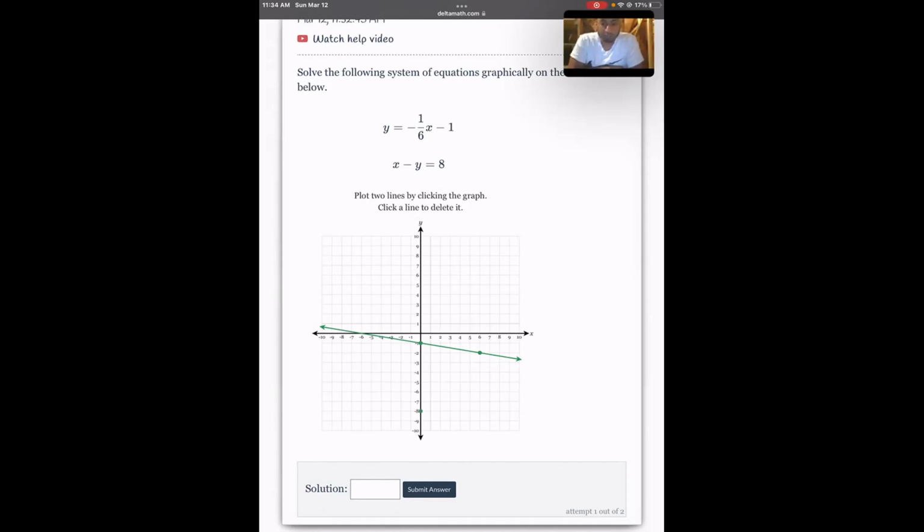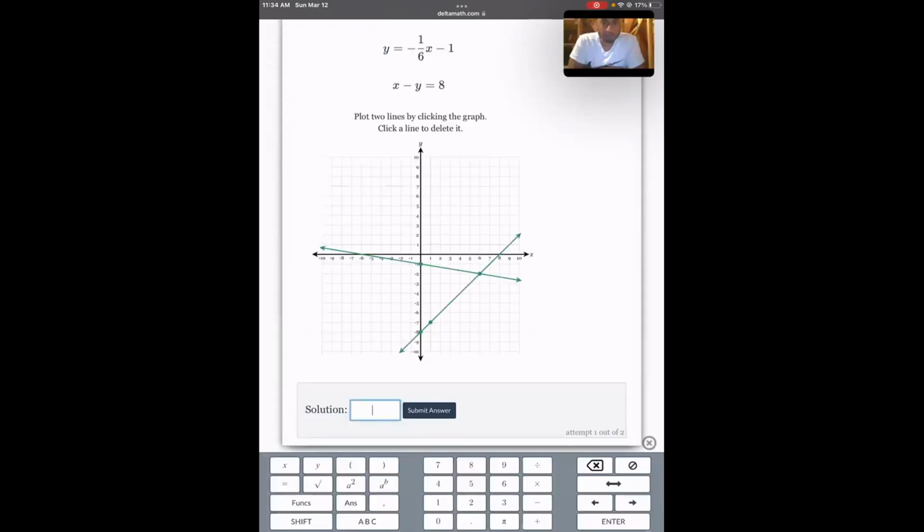Okay. If the slope is 1, where's the second dot? Up 1, over 1. Yes. Okay. What's the solution? The solution will be 6 comma negative 2. Yep. Okay.